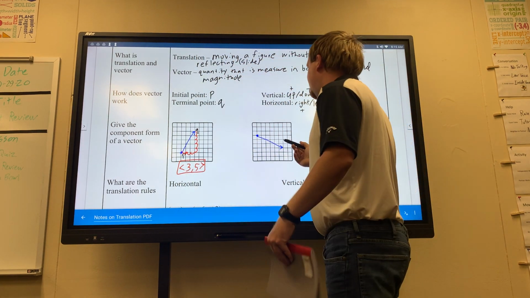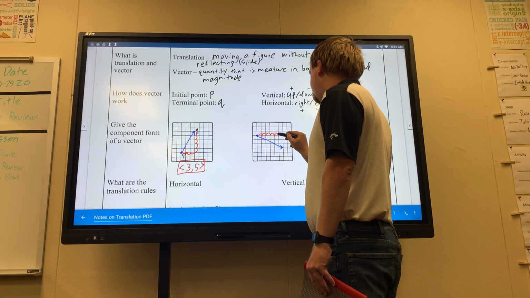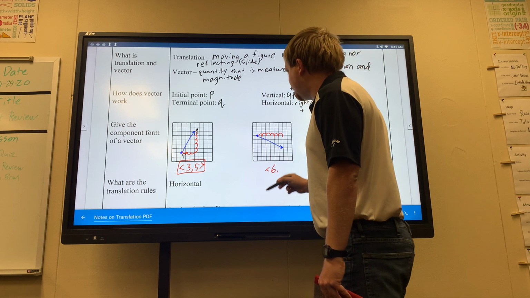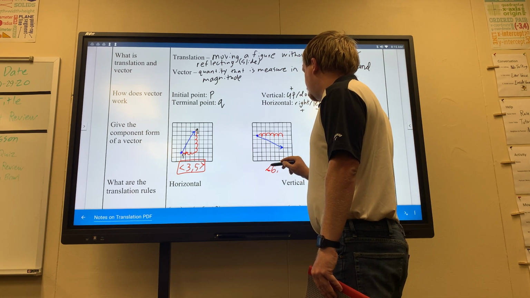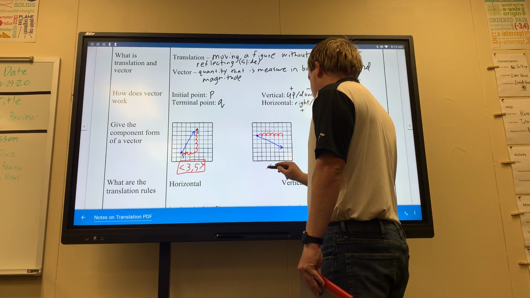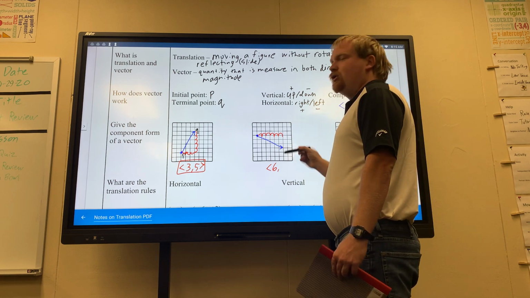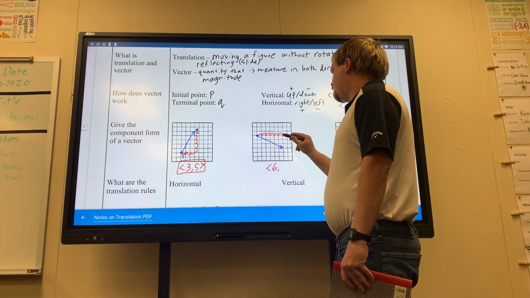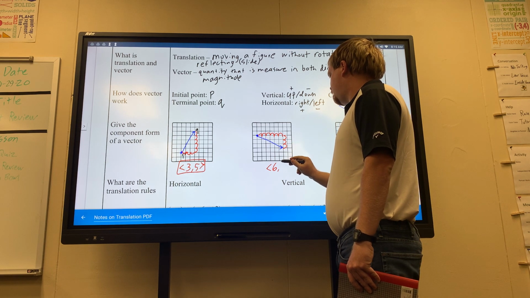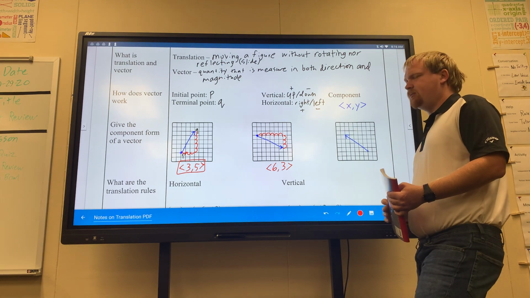Next, I'm going to have this vector. But notice, first I'm going to go to the right. 1, 2, 3, 4, 5, 6. So my x value is 6. Oh, I got it wrong. There we go. But check this out. I have to go down just to get to the arrow. So let's go 1, 2, 3. Just like that.